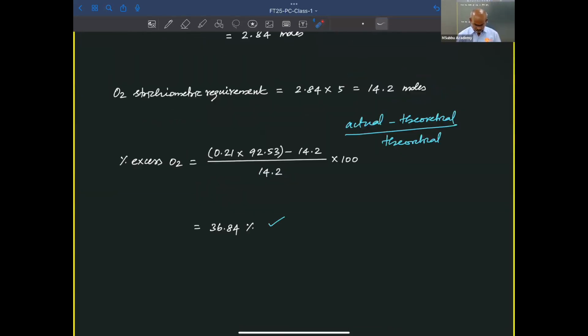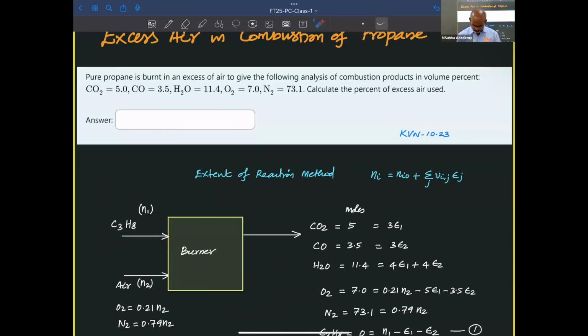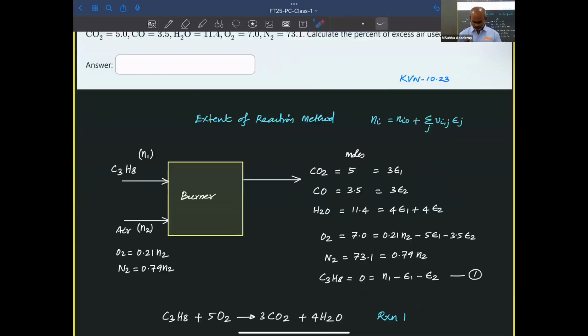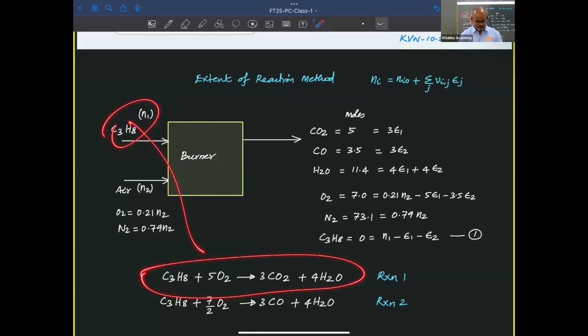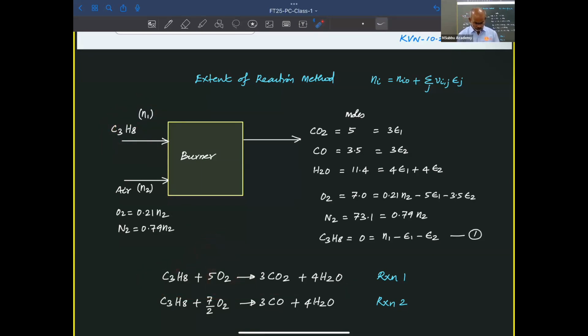So to simply say how we solved this, based on the extent of reaction method: we are given this data, we write it in terms of extent, so that extents 1 and 2 are now directly available. Using that we get the n1 value. Once n1 is available, and n2 we already solved, how much propane is entering and how much air is entering is known. What is needed is how much air is theoretically needed. Theoretical requirement is simply based on the complete combustion reaction. For 1 mole, we need only 5 moles. So for the given N1, you calculate how much O2 is needed accordingly.